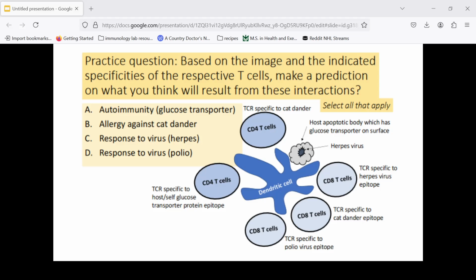What about the cat dander? Are we going to get activation of the cat dander T cell? No. Why not? There's no cat dander to present. We don't have an allergy to cat dander because there's no cat dander on this dendritic cell. What's up?